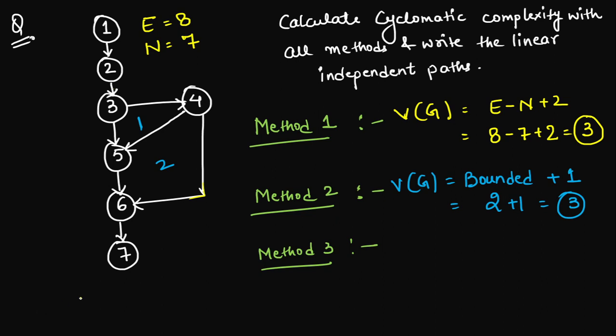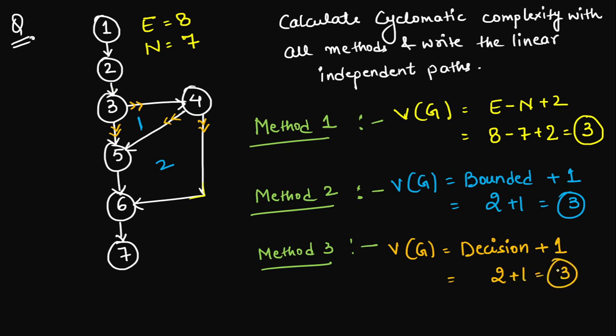Then we have the third method, that is V(G) is equal to decision nodes, or we can say predicate nodes as well. I hope you all know decision nodes are also called predicate nodes. Decision nodes mean having two outgoing edges. So 3 is your first decision node. Then 4, with these two outgoing edges, is another decision node. We have only two decision nodes, so 2 plus 1, again 3. With all the three methods, we are having the same cyclomatic complexity.